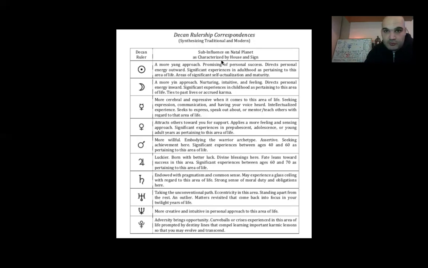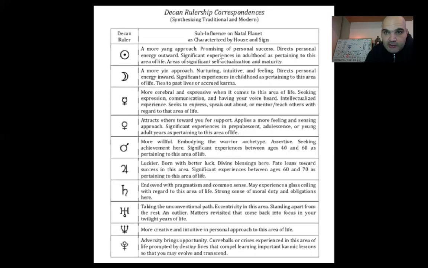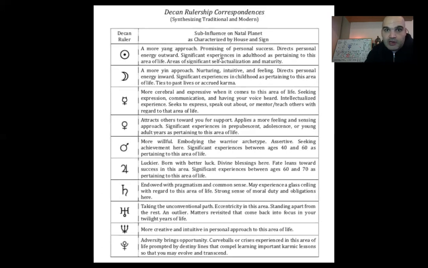So without further ado, I'll just make this slightly bigger so I can read it more clearly, and we'll go through it. Decan rulership corresponding, synthesizing traditional and modern. Decan ruler, the Sun: a more yang approach, promising of personal success, directs personal energy outward, significant experiences in adulthood as pertaining to this area of life. Areas of significance: self-actualization and maturity. So for example, if one of your planets falls in the decan of the Sun, it will add these characteristics to it, if that makes sense.